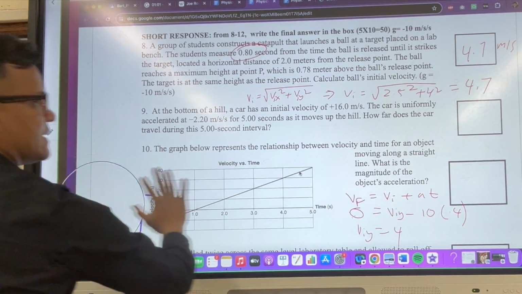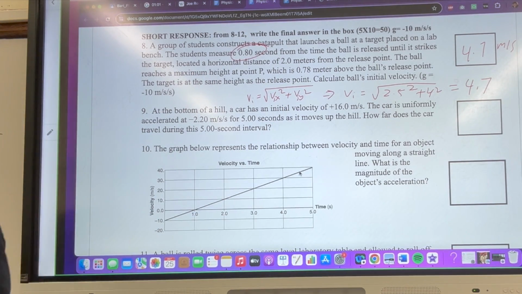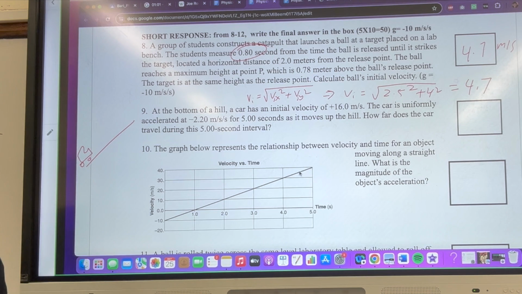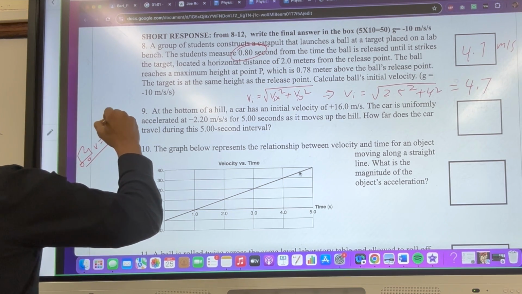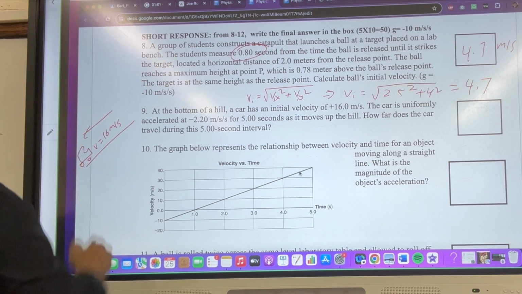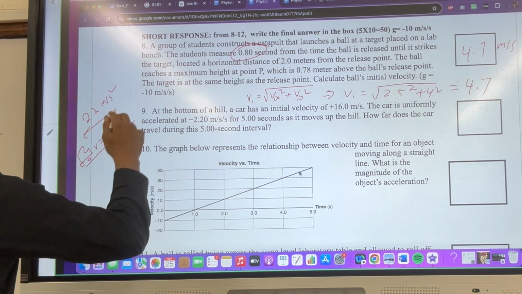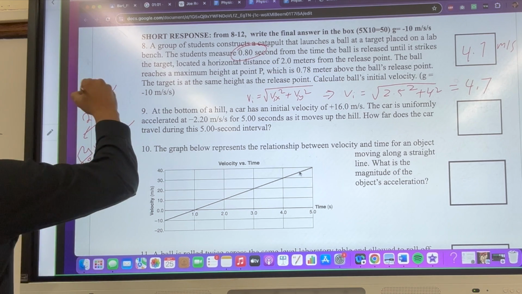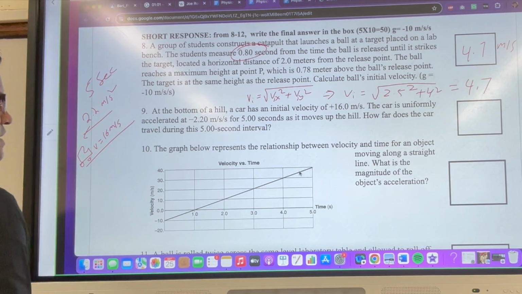Number 9, let's see. So you know the road is like that, and there is a car, right? The car moves with some velocity, and velocity is how much? 16 meters per second, right? However, there is an acceleration in the opposite direction. How much is that? 2.2 meters per second squared. For how long? The car was accelerating against the velocity for 5 seconds. What do you try to find? You try to find how far the car moves.